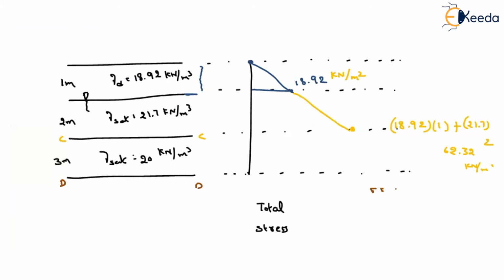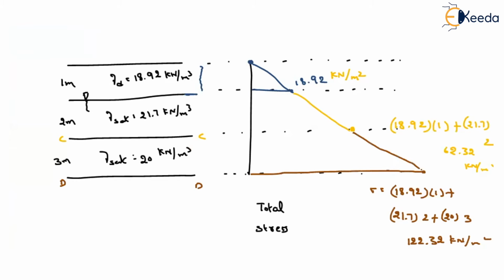So whatever the magnitude, what is the total stress because of the topmost layer? 18.92 into 1. Because of the second layer, 21.7 into 2, plus because of this third layer, saturation is 20 into 3, that means 60. So if you add this, you will get 122.32 kilonewton per meter square. So again, imagine that the value will be somewhere around here. So that's it. Join these 2 points. So this is nothing but your total stress diagram.